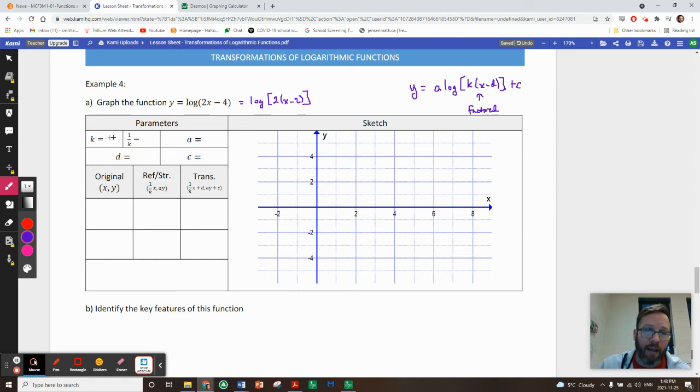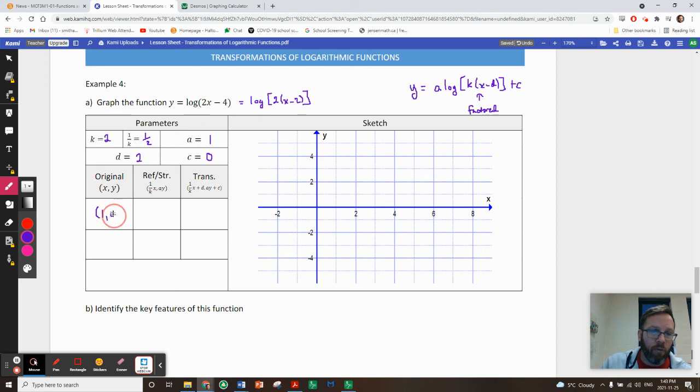So in this case, we get a k value of 2. 1 over k is 1/2. And everybody would have been okay there. a value is 1. But here we can see by factoring that the d is actually 2. We have a translation right 2. A common mistake here is to see, my shift must be 4 units, right? No, we have to have it in that form. And c is 0.